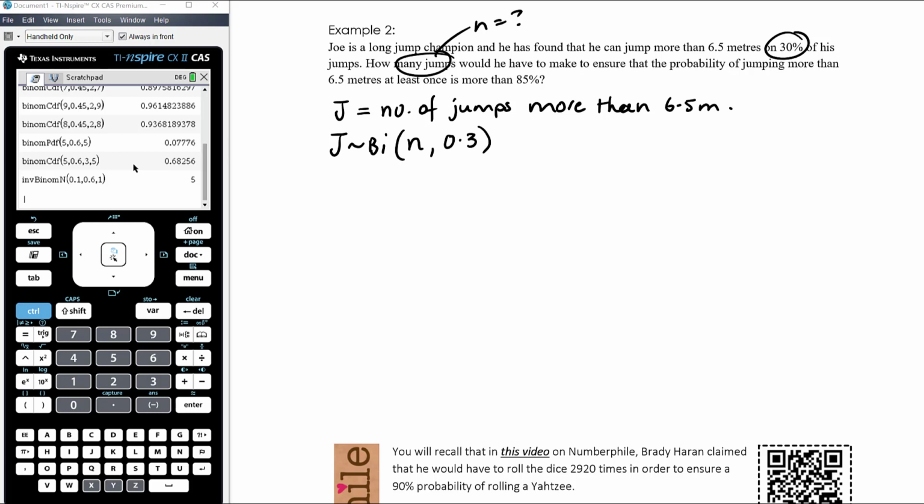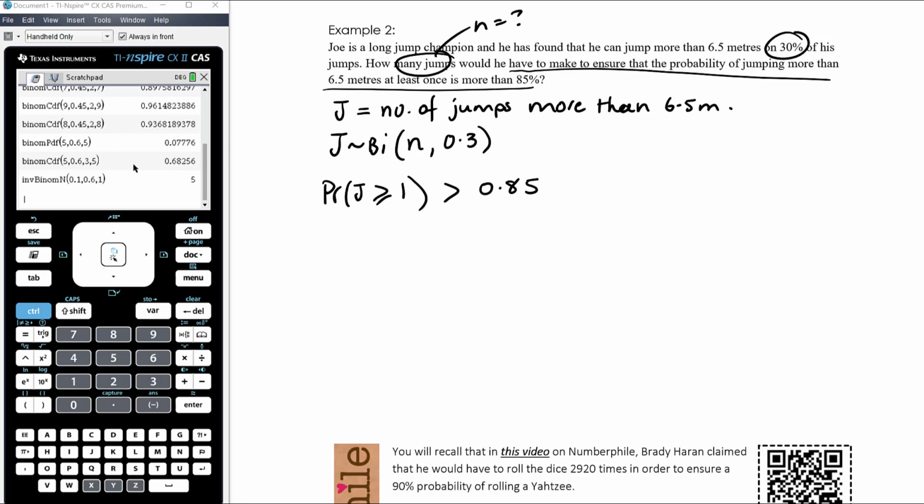And then we need to formulate the second bit of information into a probability statement. How many jumps would he have to make to ensure that the probability of jumping more than 6.5 metres at least once? So that's the probability that J is bigger than or equal to 1. It has to be more than 85%, 0.85. Okay, make sure your inequalities are correct. It's not more than or equal to, it's more than. This is at least once, so bigger than or equal to.